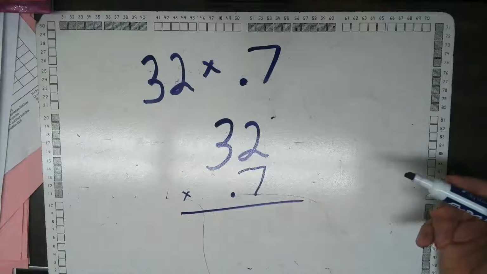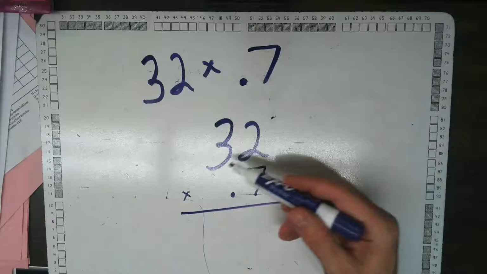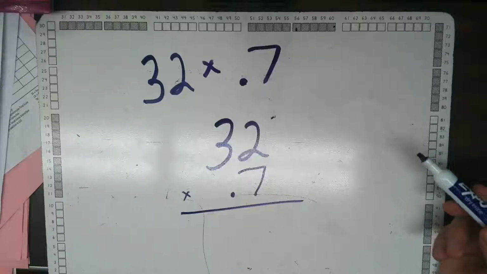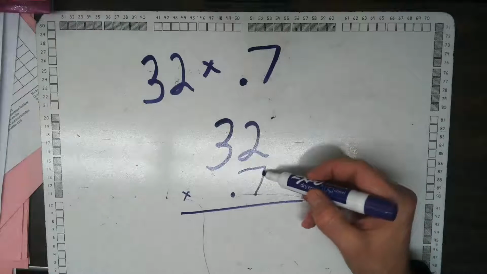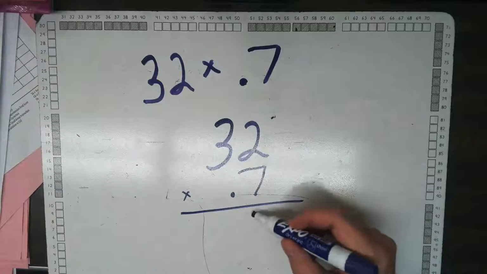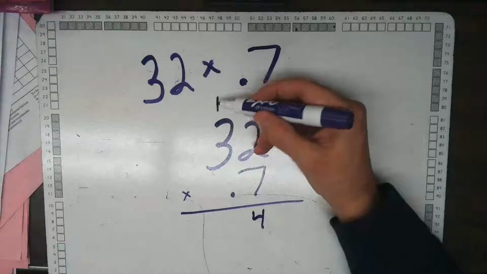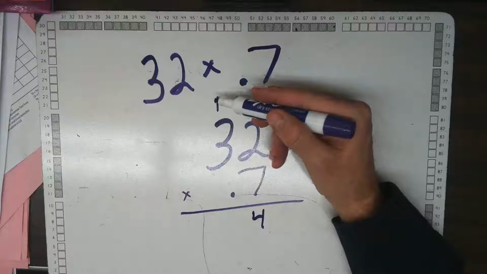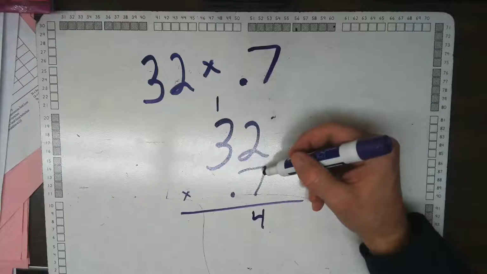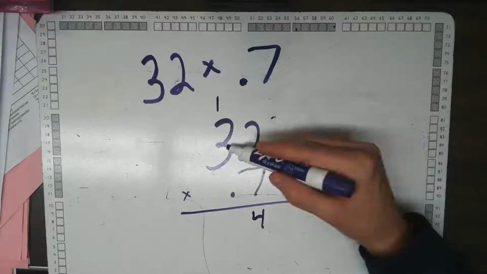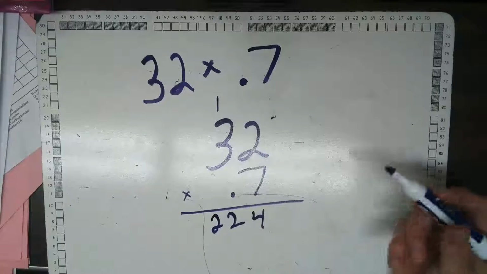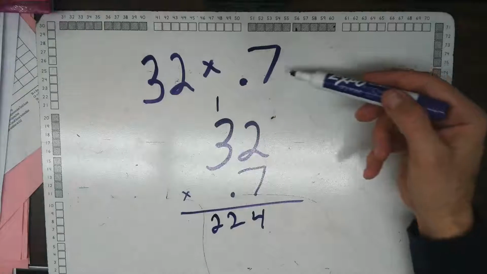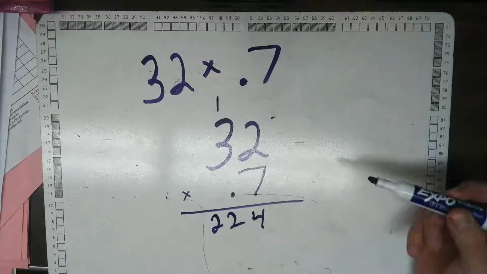And what we're going to do is multiply the same way as we've done in the past. We're just going to disregard the decimal for right now. So we're still going to take, in our ones place, remember, 7 times 2, which is 14. Carry that 1, which remember that 1 is really a 10. So then we're going to move over to 7 times 3, which is 21, and that's 22. So if we look at it that way, 32 times 7 is 224.